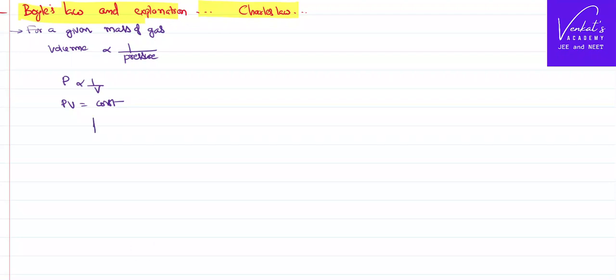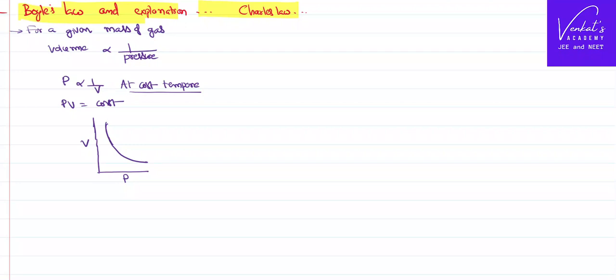So what is this law? If you draw a graph taking the pressure on x-axis and volume on y-axis, the graph shape will be something like this. Be careful, this is valid at constant temperature. Boyle's law is valid only when the temperature is kept constant.